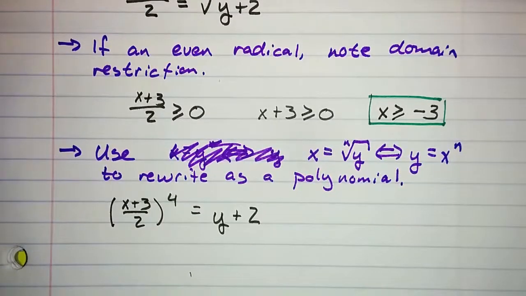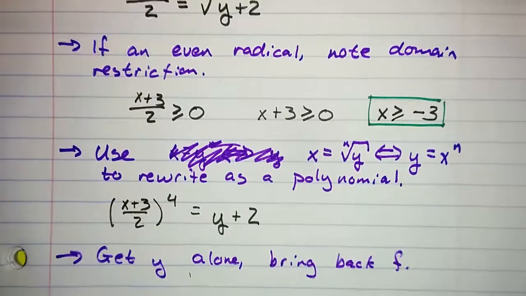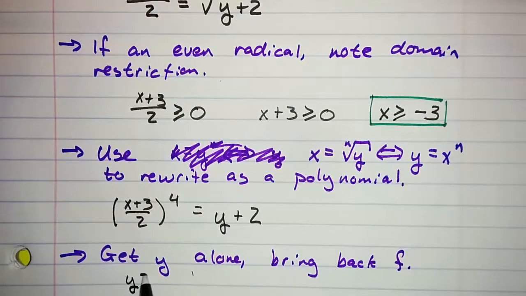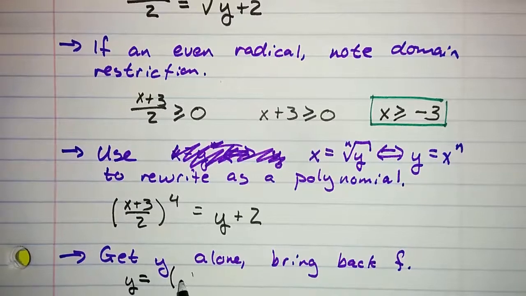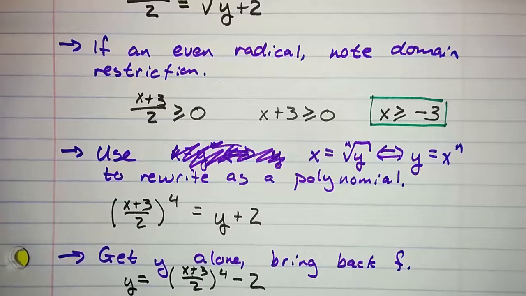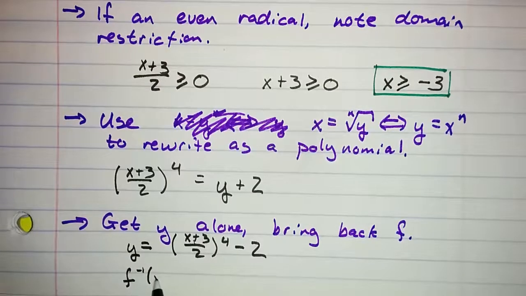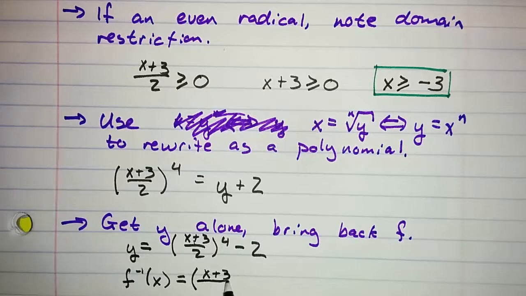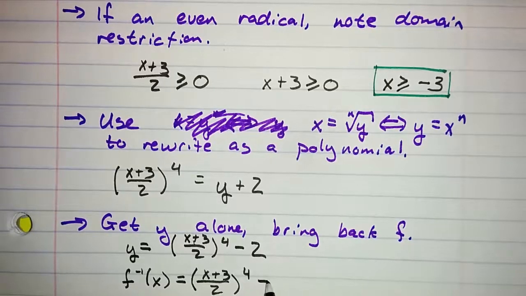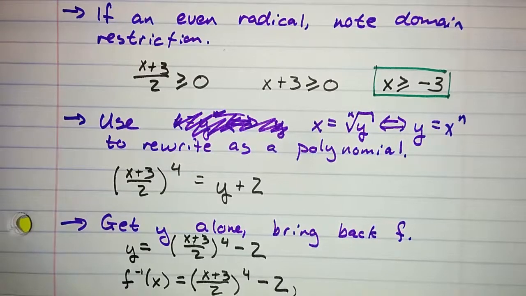And now we get y alone and bring back function notation. We subtract 2 from both sides, and we get y equals ((x plus 3) over 2) to the 4th, minus 2. And then we write that as f inverse. f inverse of x equals ((x plus 3) over 2) to the 4th power minus 2. With the domain restriction, x is greater than or equal to negative 3.